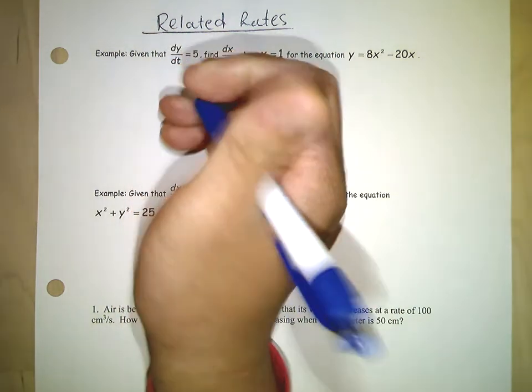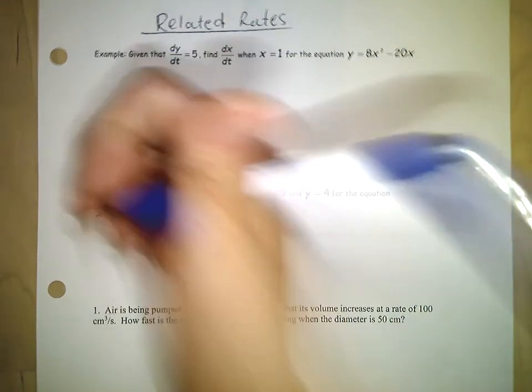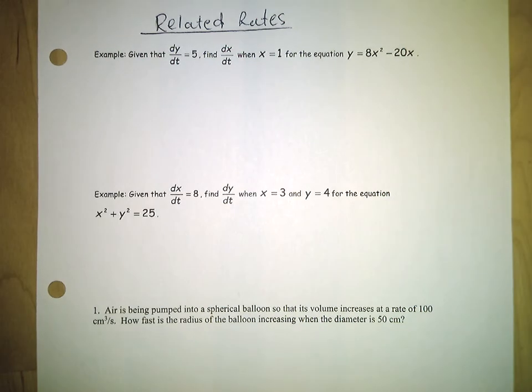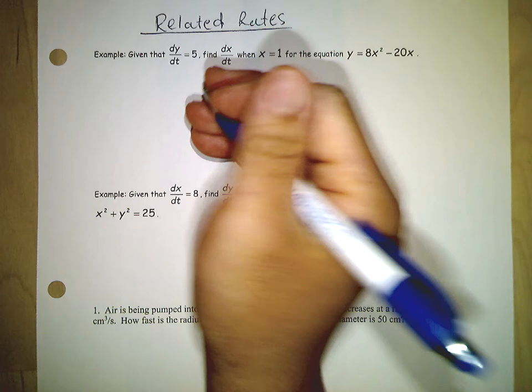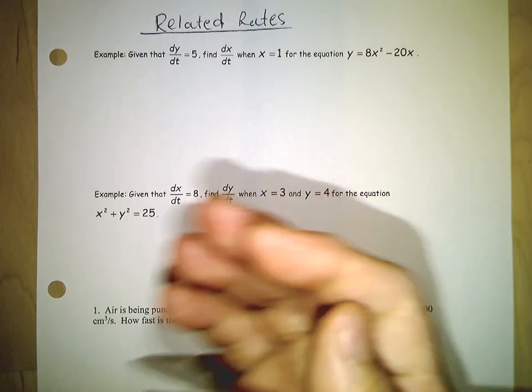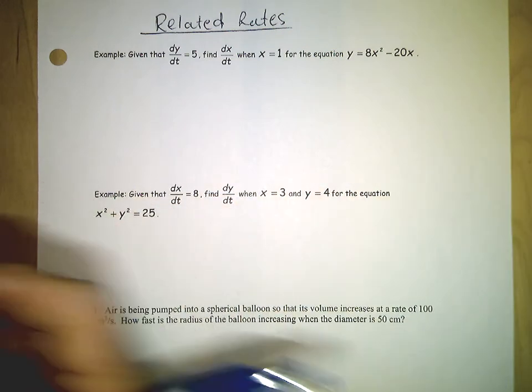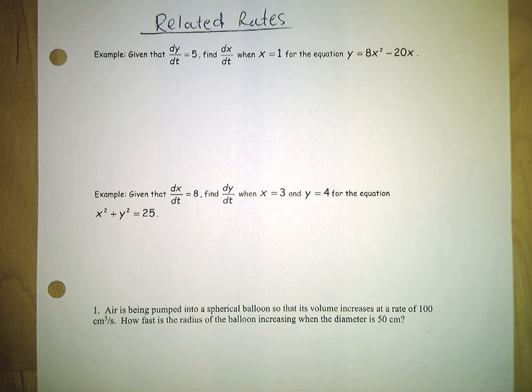So here is the first example. Now, before I even start, you should think of this section on related rates as being an application of implicit differentiation, all right? So if you are in that mindset that we are going to be using implicit differentiation, then these problems will be somewhat easier for you.